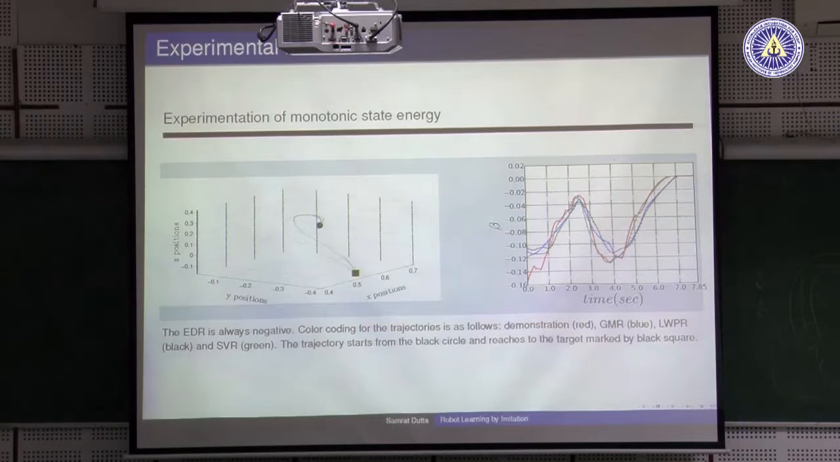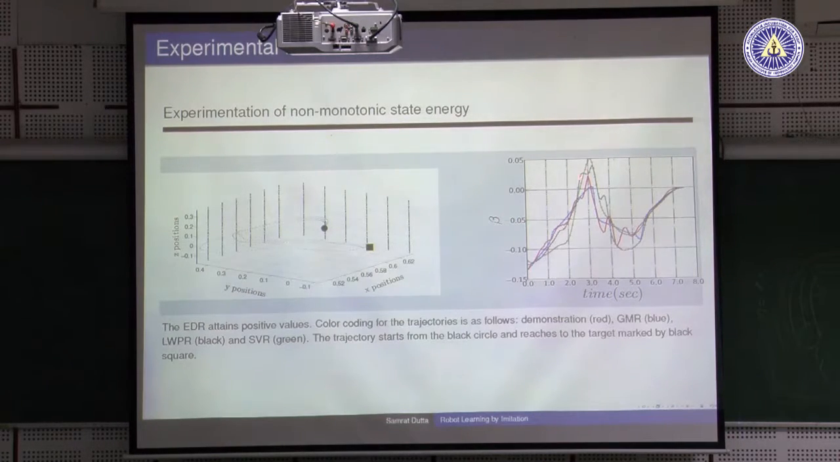So, these are the plots where first I plot the monotonic state energy, where the end effector starts from here and monotonically goes to the target, this black star, and here you see the energy dissipation rate, right. So, here you see it is always negative. Okay. This is one kind of motion. Then again in the next you see that it has a positive overshoot, right. The energy dissipation rate was positive in this region.